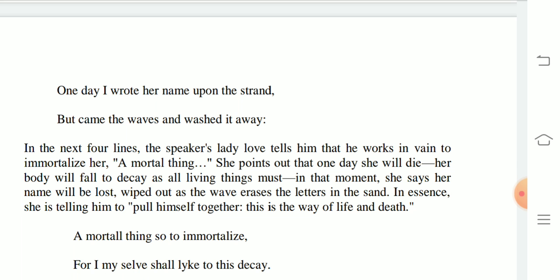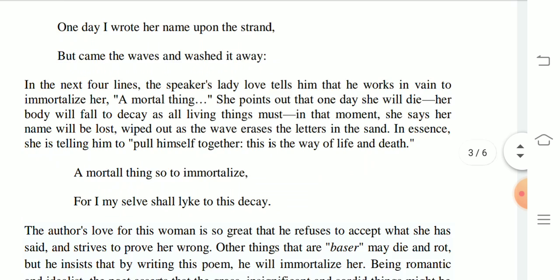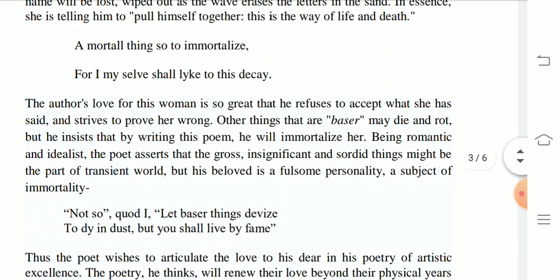This is the way of life and death. She knows the reality of life, that one who has taken birth is going to die. So it is a futile task to immortalize her by writing her name on sand, because everyone knows that man is a mortal being. "A mortal thing so to immortalize, for I myself shall like to this decay."